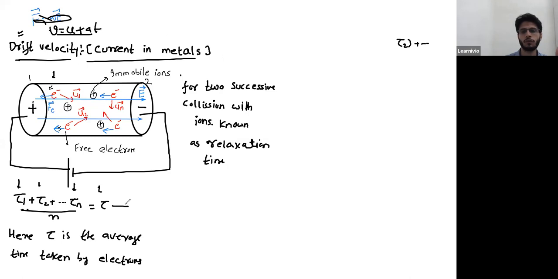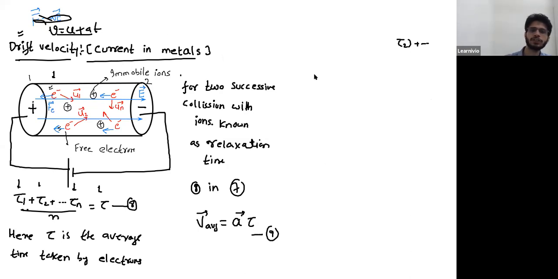What is the equation number? 8. So let's substitute 8 in 7th. If I substitute 8 in 7th, then the average velocity comes out to be acceleration A multiplied by tau. This is equation number 9. I have calculated acceleration in equation number 3 or 4. A is minus E by m. That was 3 or 4? 3. Let's substitute equation number 3 in 9.